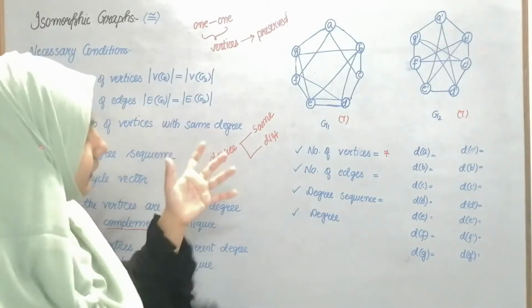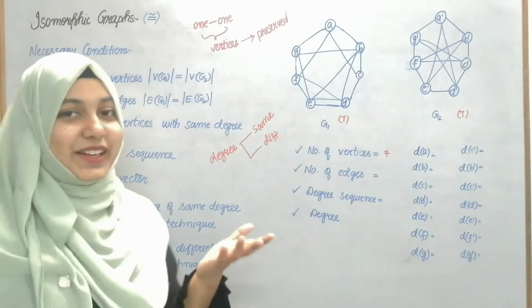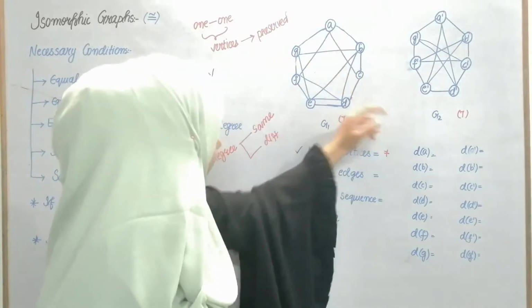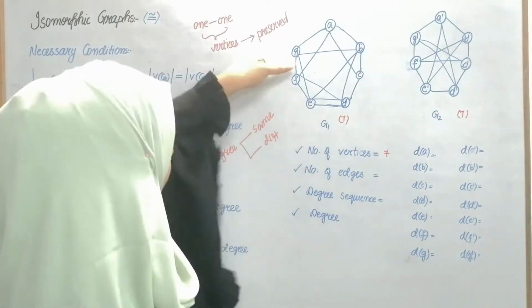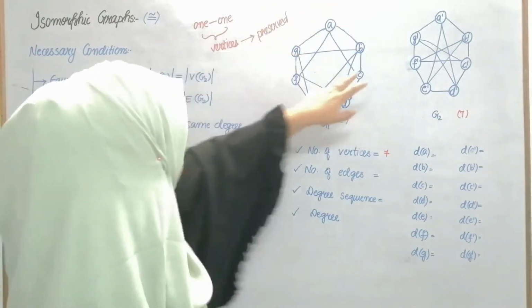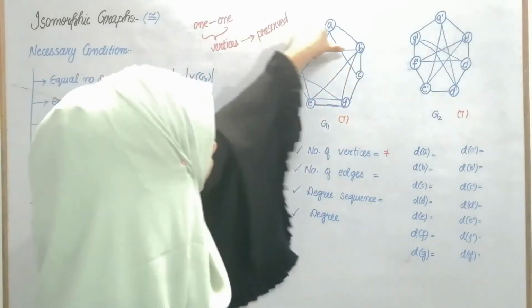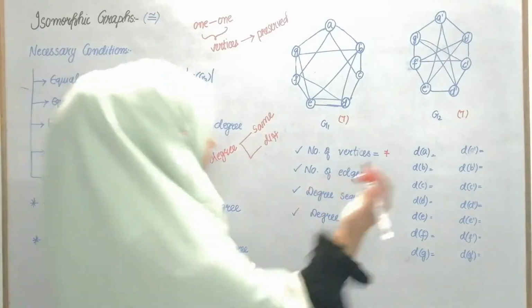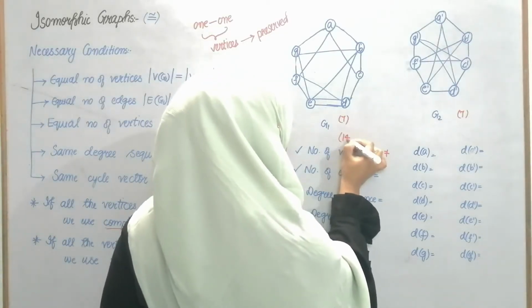Okay, next let's check the edges. 1, 2, 3, 4, 5, 6, 7. Done. 8, 9, 10, 11, 12, 13 and 14. We have got 14. Tally it on your own if you are not able to understand it.